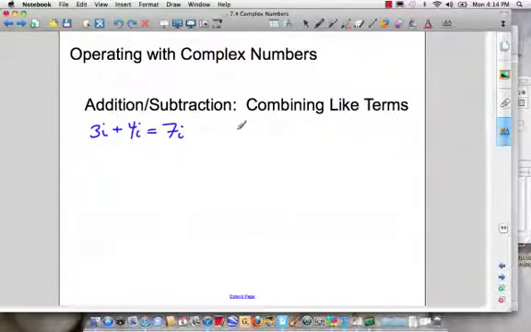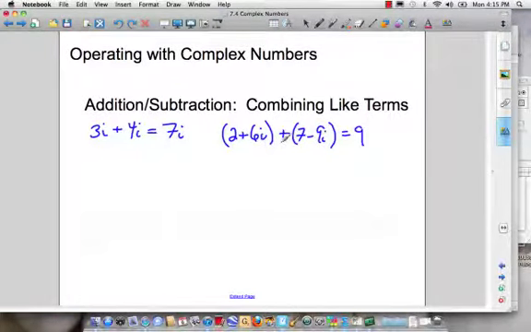Now, you might have something more involved, like a number with a real and an imaginary part, 2 plus 6i, and maybe to that you're adding 7 minus 9i. Well, again, it's just a matter of combining like terms. The like terms here are 2 plus 7, that's 9, and then 6i plus -9i would be minus 3i.